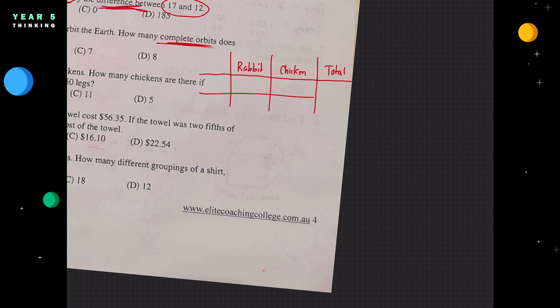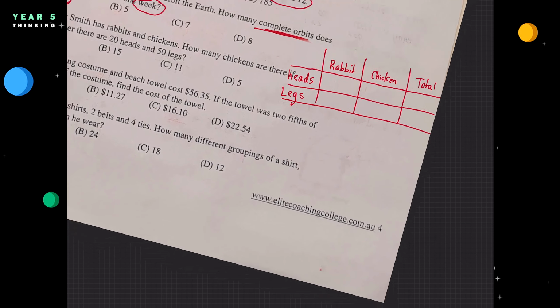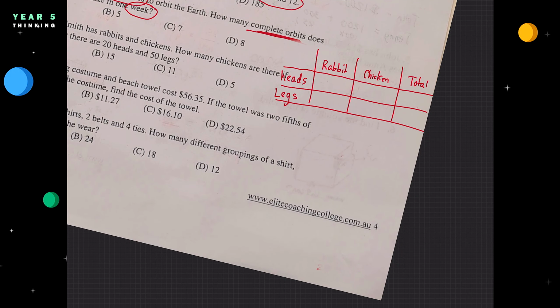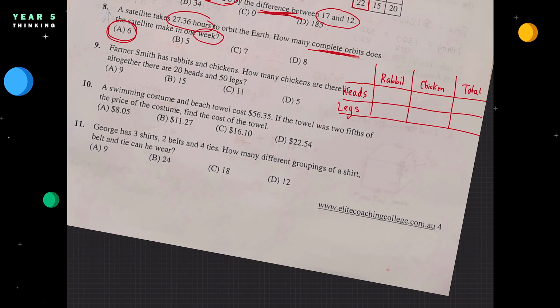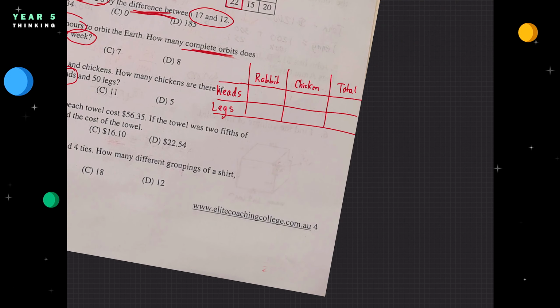So let me see, we need the heads and the legs over here. Now we know the number of rabbits and chickens. How many rabbits and chickens are there? There are 20 heads altogether. So the total of all the heads, whatever number here plus whatever number here, you get 20. So this number should be 20.